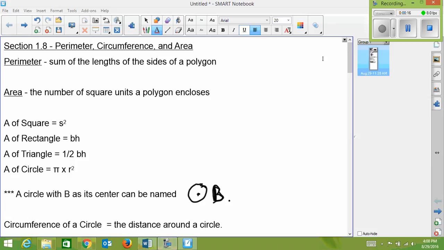So perimeter, very simple. You just walk around the outside and you add it up. It's the sum of the lengths of the sides of a polygon. So you're walking around the outside and you're adding it up. You label it just with regular feet, centimeters, inches, whatever it might be.